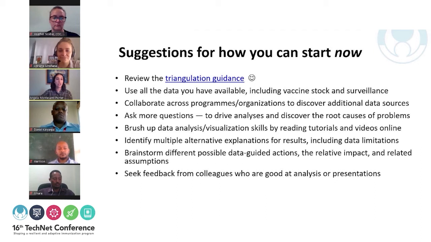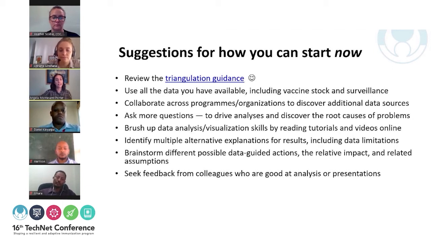Well, first, we recommend you review the triangulation guidance. Try using all the data you have available, including vaccine stock and surveillance. Collaborate across programs and organizations to discover additional data sources. Ask more questions to drive analyses and discover root causes of problems. Brush up on data analysis and visualization skills by reading tutorials and videos online. Identify multiple alternative explanations for results.